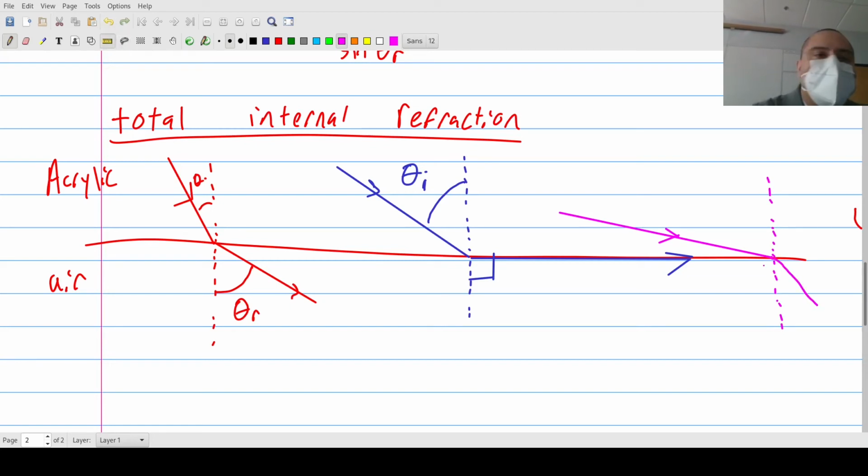Let me draw that better. That was terrible. So instead of the light coming out of the material like this, it has to bend away, but it doesn't have enough space to bend enough. What's going to happen is it's going to reflect on the inside of the material, such that this angle and this angle will be the same, theta incident, and this time theta reflected. Not sure how well I drew that, but theta reflected should be a little bit bigger probably. But that's what happens in total internal reflection.